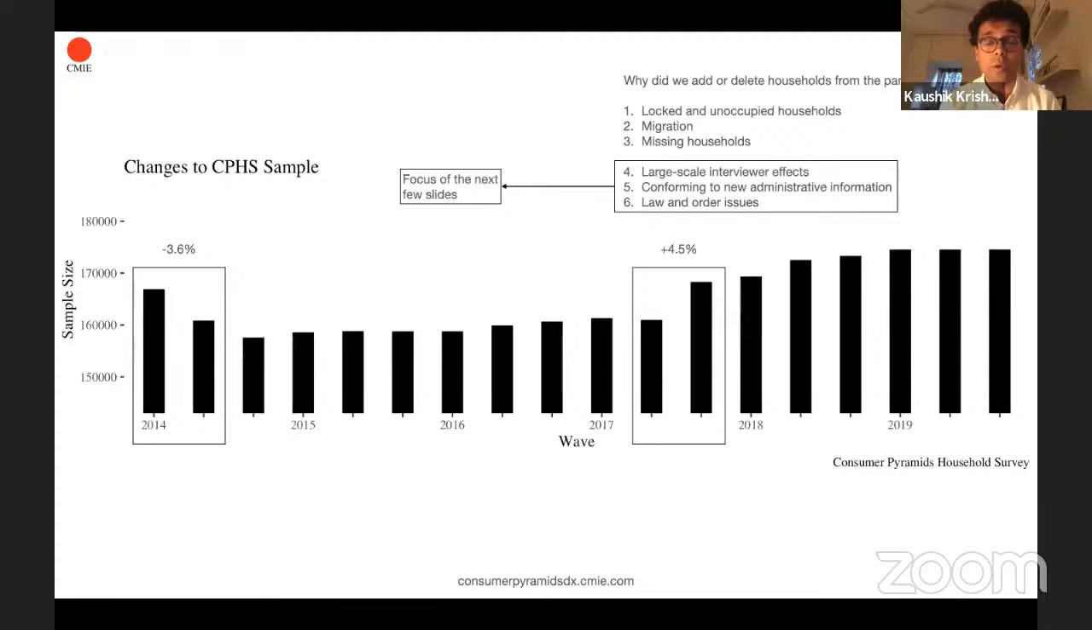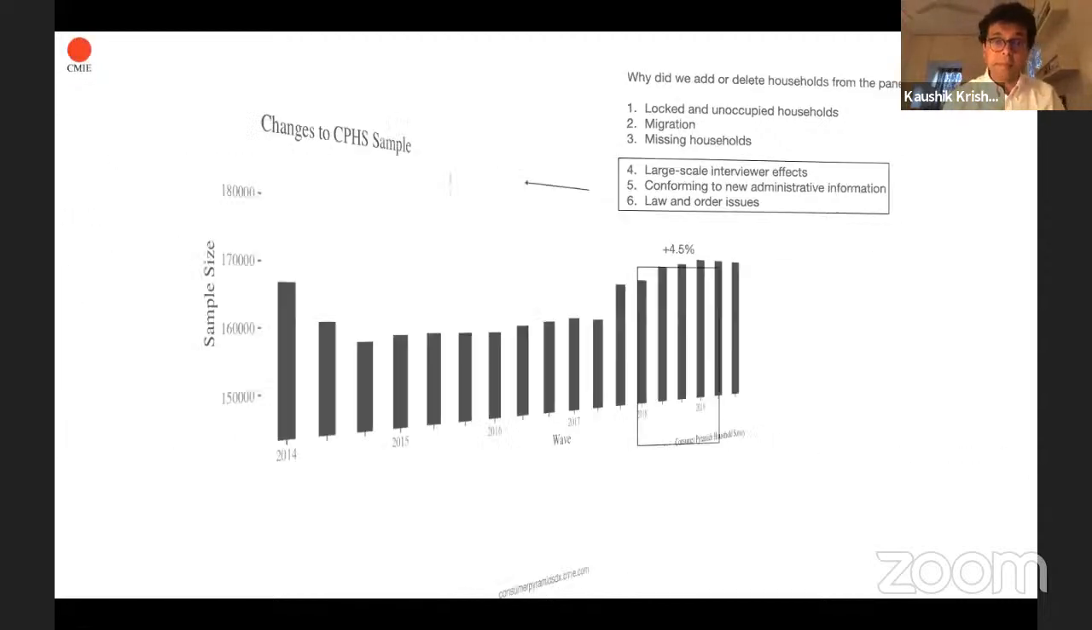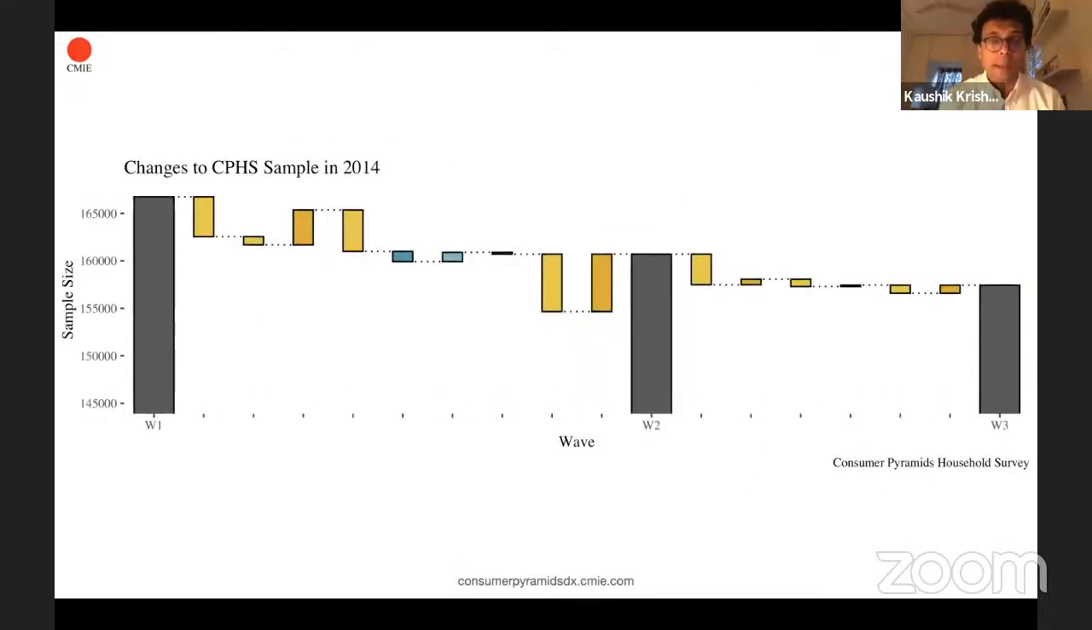And I'm going to take you through this in chronological order to show you what accounted for the big changes, both positively and negatively, to the sample size of the survey across time, wave to wave. So this is the 2014 sample. Some of you may be familiar with charts like this. They're sometimes called waterfall charts or cascade charts.